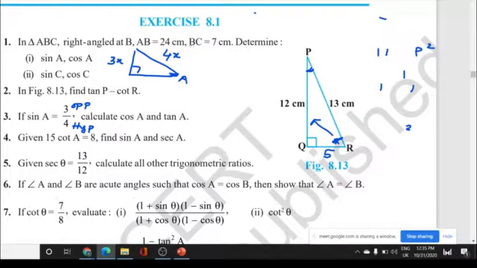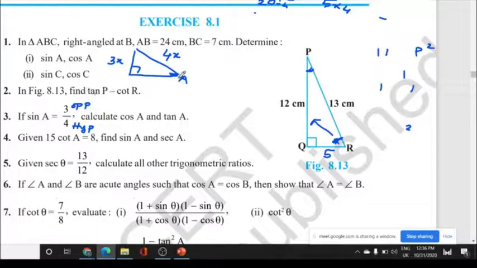If I write it as 16 by 20, then the ratio will become 4 by 5, isn't it? Because I can divide numerator and denominator by 4. So 4 into 4 and 5 into 4. That is also the same ratio. So we can take it as 3x and 4x. Opposite to A is 3x and hypotenuse is 4x.